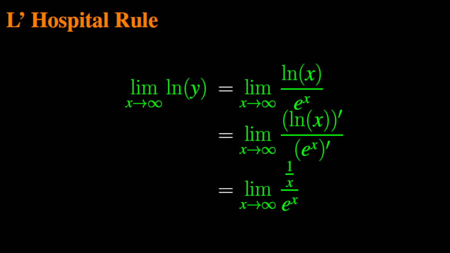But if we evaluate the limit as x goes to infinity of logarithm of x over exponential of x, we will get infinity over infinity. By the L'Hospital rule, this limit is equal to the limit as x goes to infinity of the derivative of logarithm of x over the derivative of exponential of x, which is equal to the limit as x goes to infinity of 1 over x over exponential of x. Because the derivative of logarithm of x is 1 over x, and the derivative of e of x is just e of x.